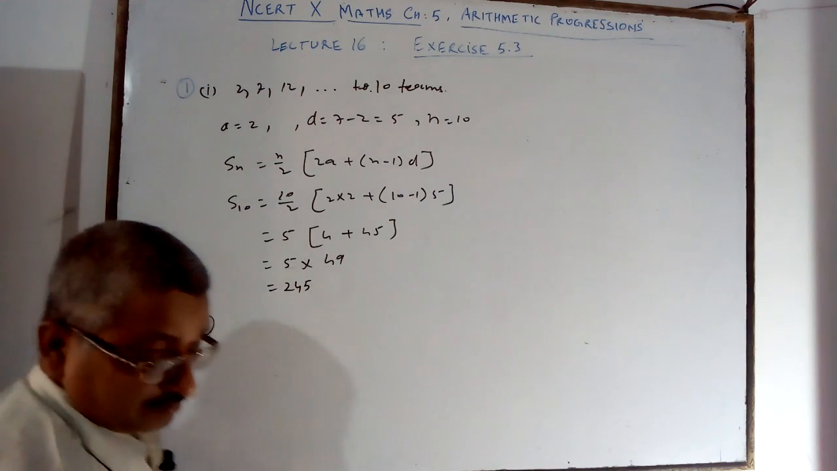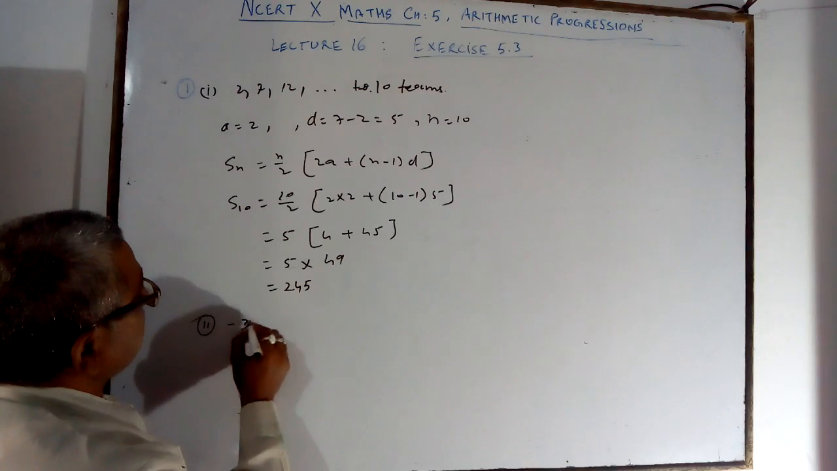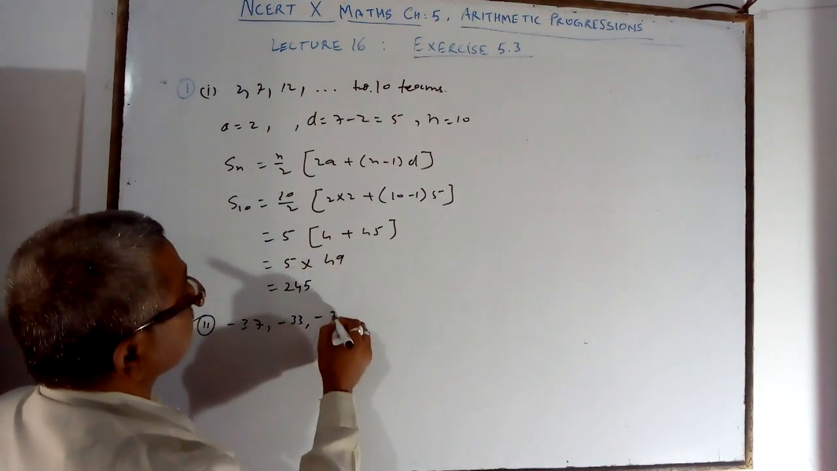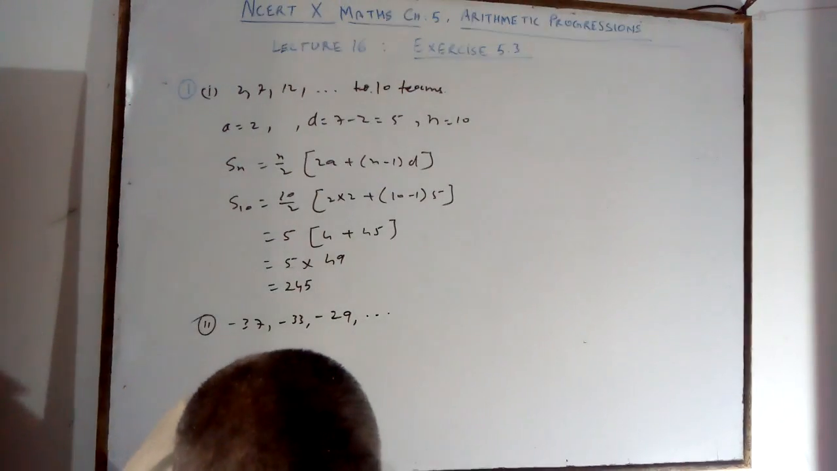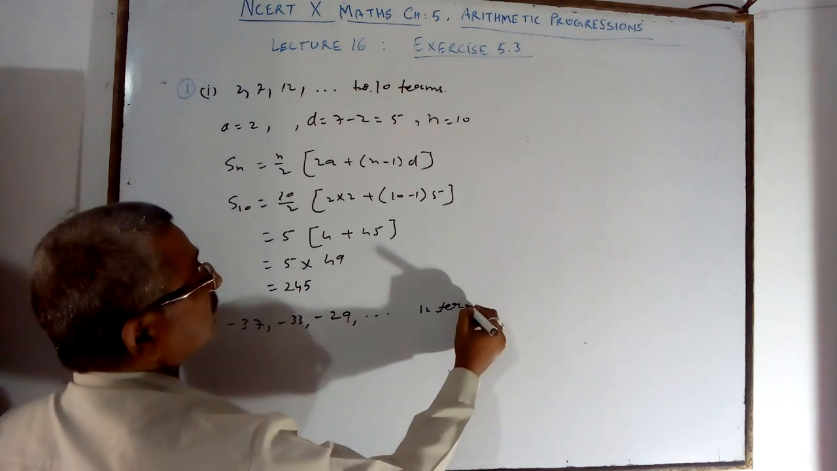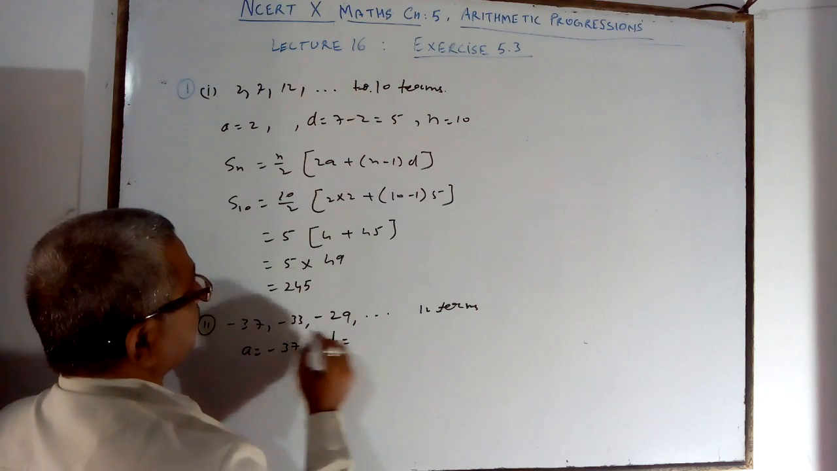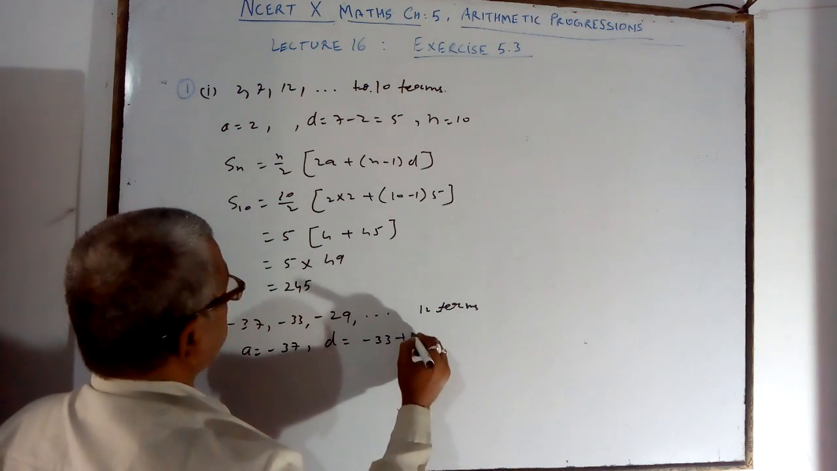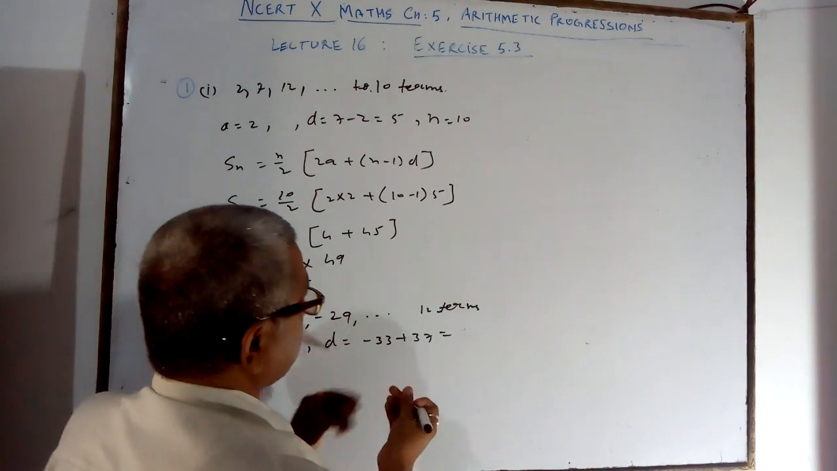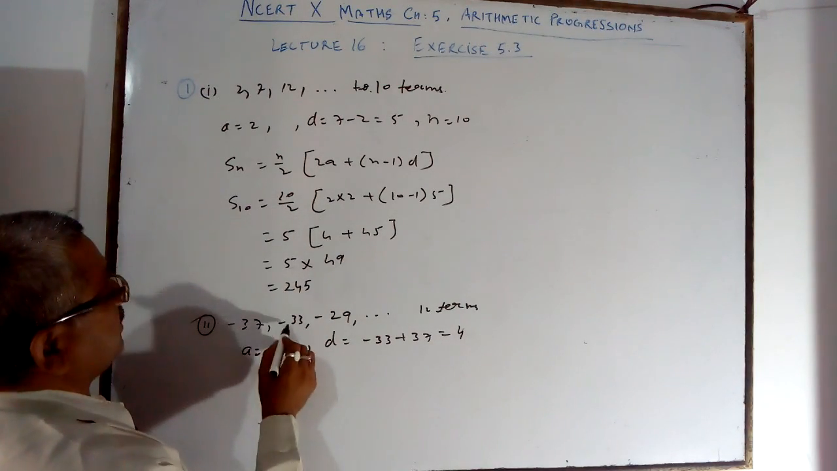The second part is given: minus 37, minus 33, minus 29, and so on, up to 12 terms. How many terms? 12 terms. So what is A? Minus 37. What is D? A2 minus A1, minus 33 plus 37. You will get 4.